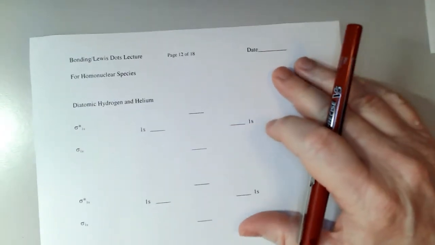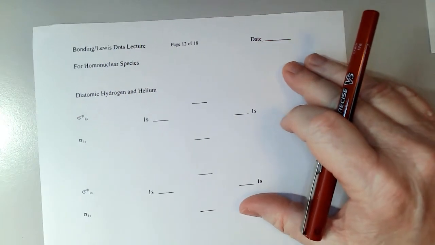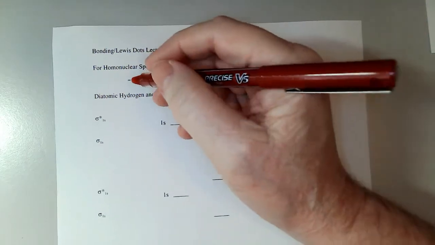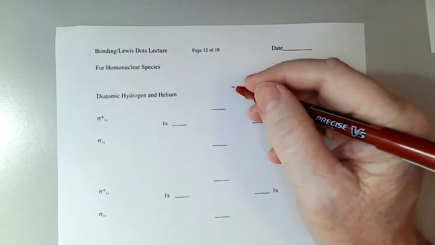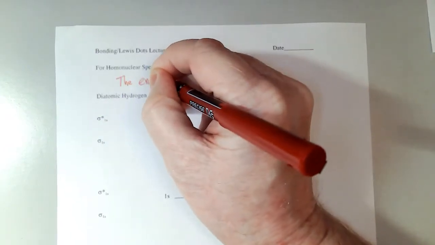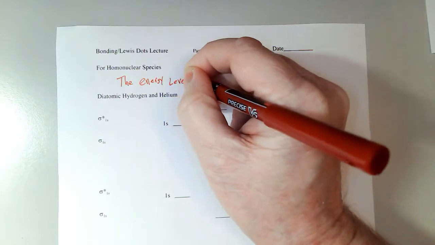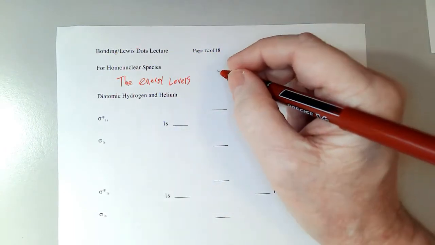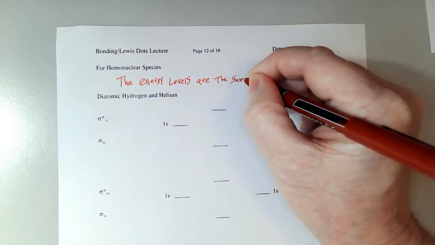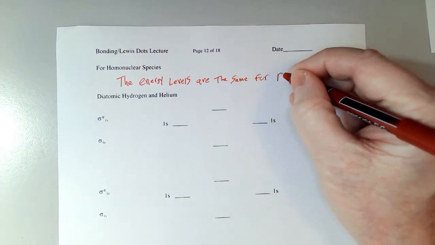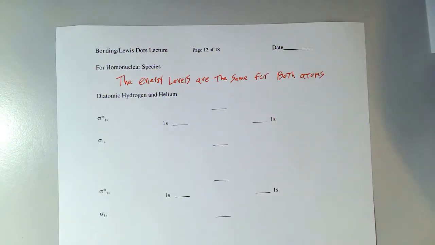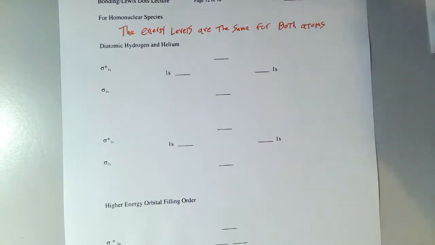Okay. Now, on page number 12, we are going to be putting electrons into molecular orbitals. We're going to deal with homonuclear species only. Why? That is because the energy levels are the same for both atoms. You can do it for heteronuclear diatomics also. It's just getting a little bit more complex.